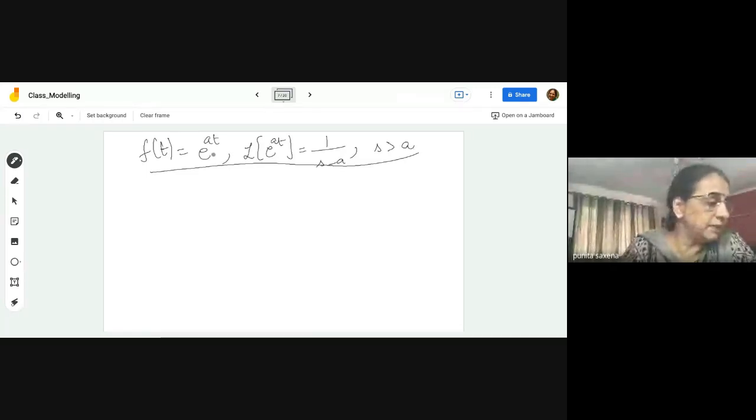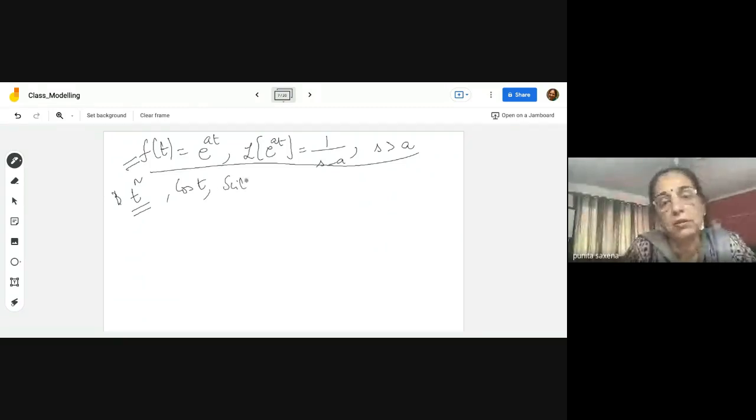Okay. Is that okay? Now, before we move over to sum, that means we have done for constant, we have done for exponential. Now, what are the other kind of functions that we can come across? We can come across polynomials. Polynomials means something of the form t to the power n. Or we can come across trigonometric functions, something like cos t, sin t, okay?